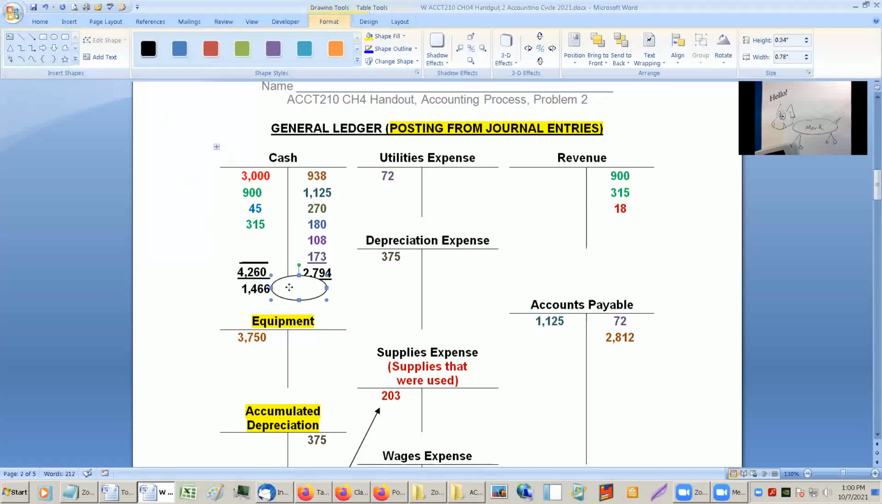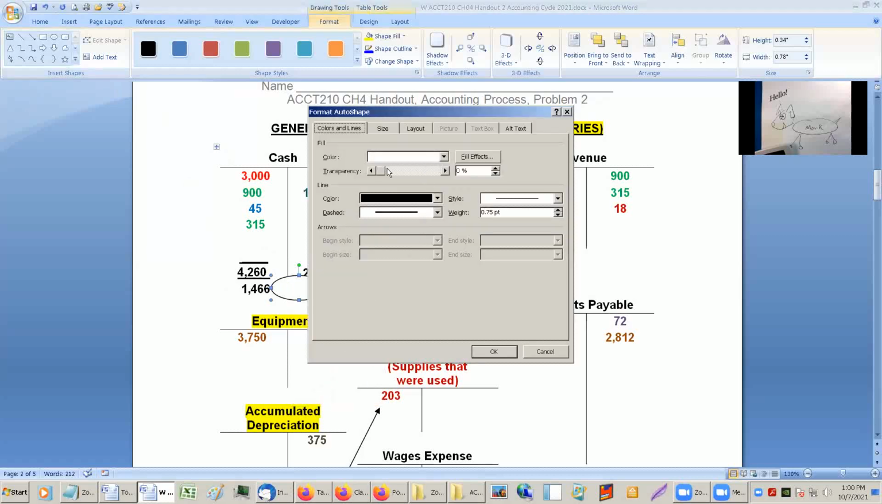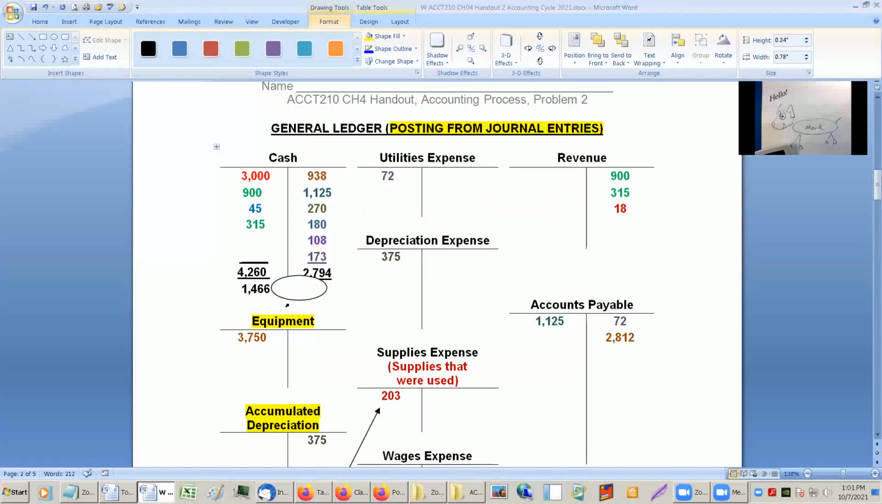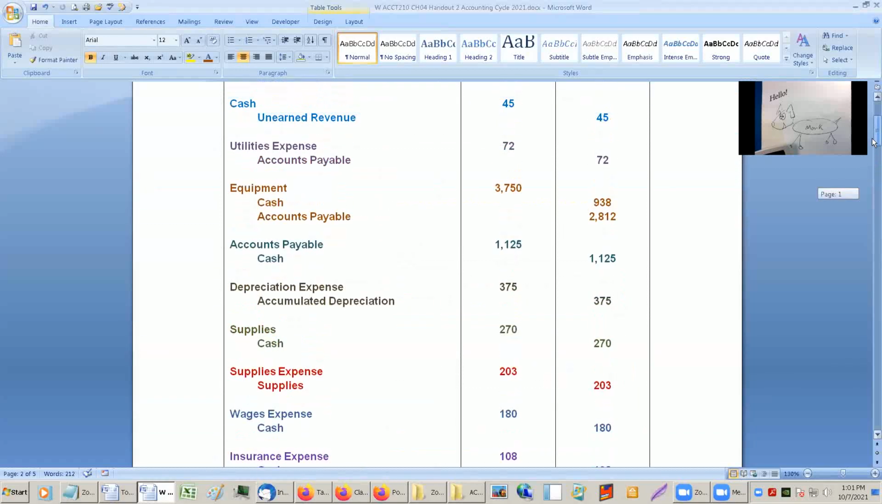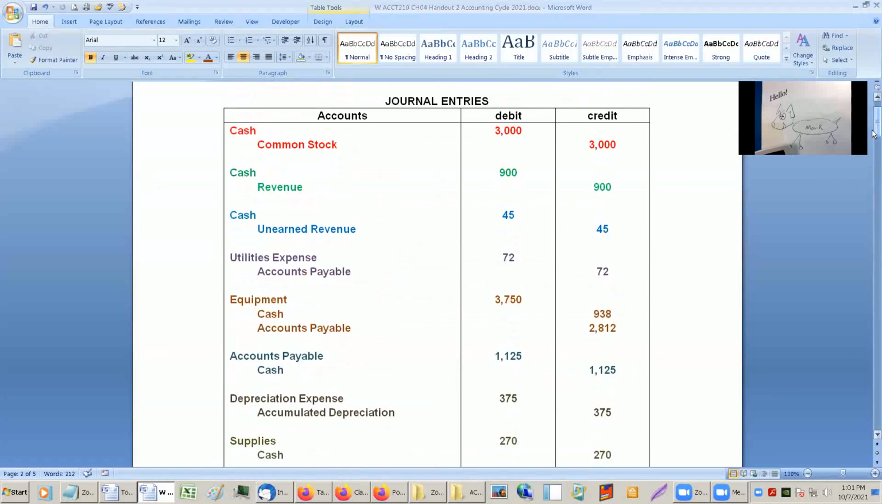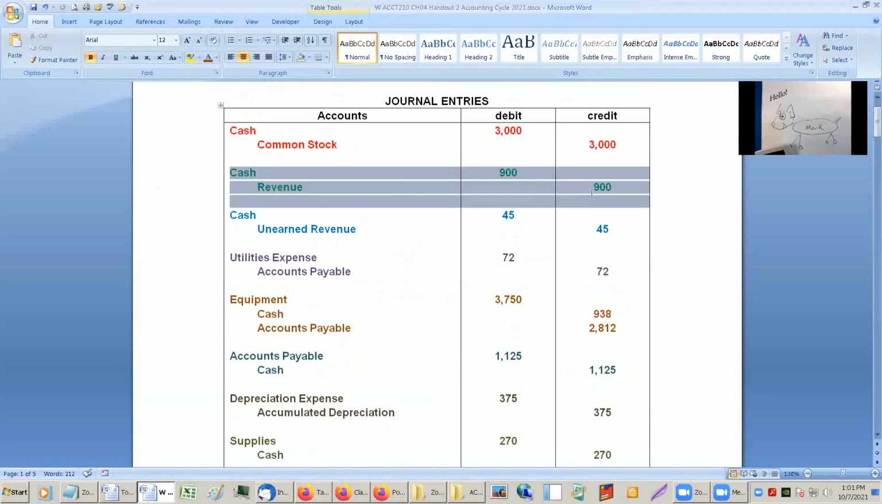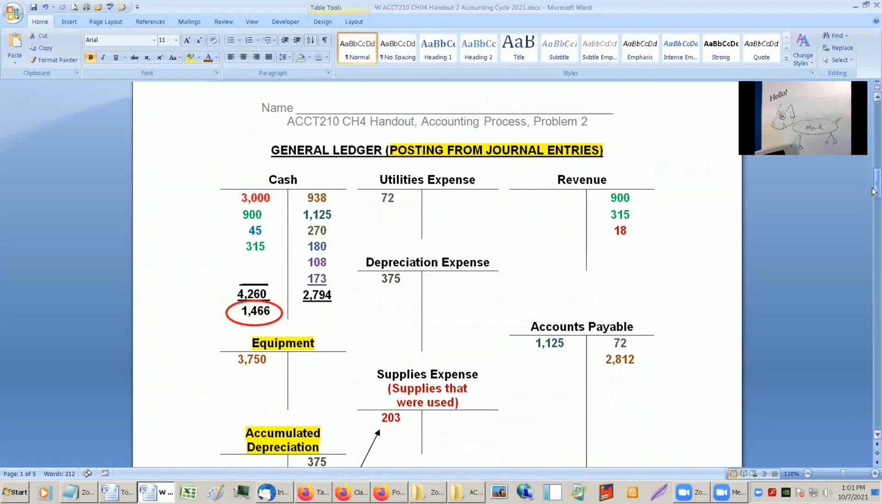All right. Okay. So that is a total cash. And again, looking at the journal entries, you really don't know how much you have in cash. You've written them down, you know what the journal entries are, what transaction happened, but you really don't know what the balances are. So that's what we're doing here. We're getting the balances.